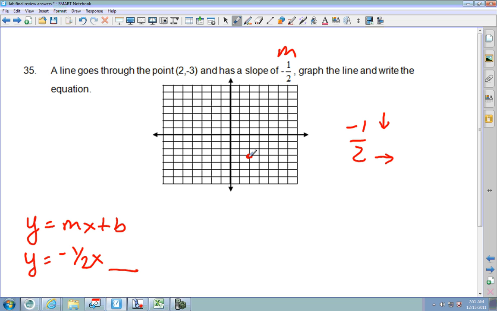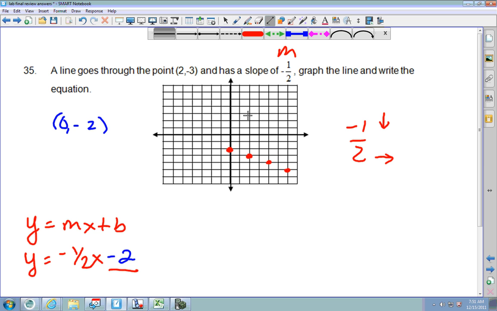So as I start here and I go down 1 and to the right 2, that's not going to help me find my y-intercept. What do I need to do? I need to go backwards. And I'm going to go up 1 and to the left 2. There's my y-intercept. That's it. The y-intercept is at (0, -2). So my equation would be y equals -1/2 x minus 2. And I will draw my line to connect my dots.